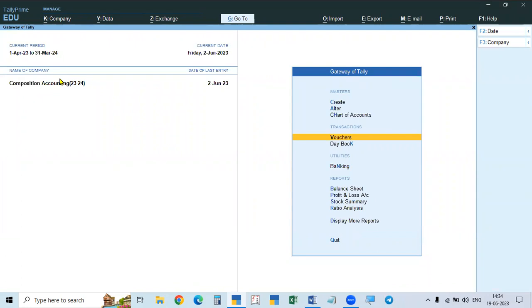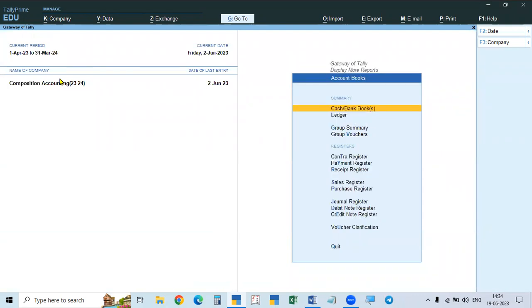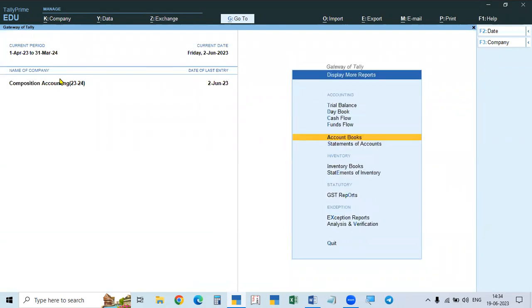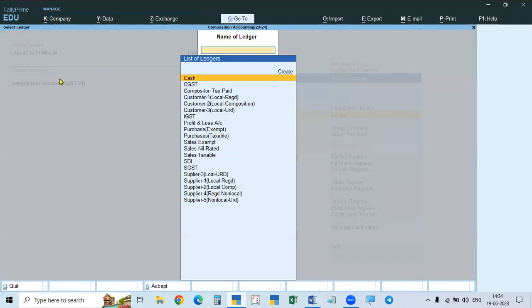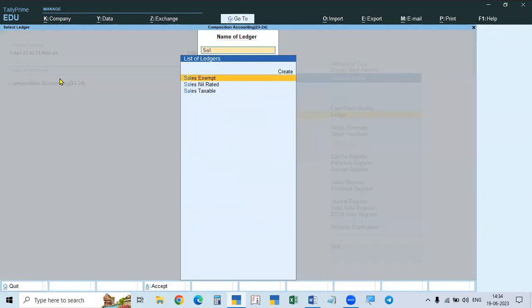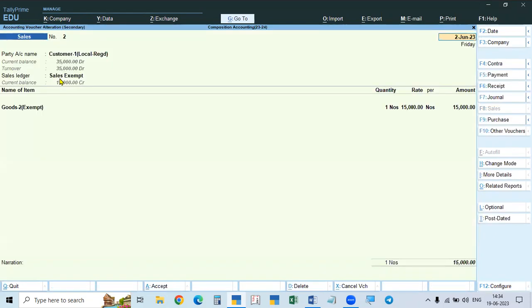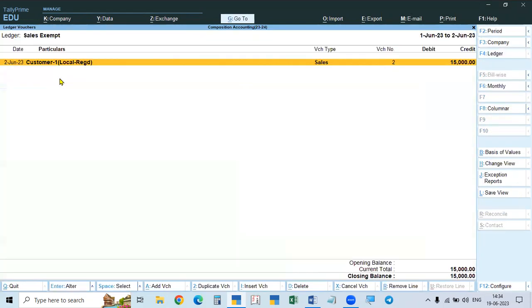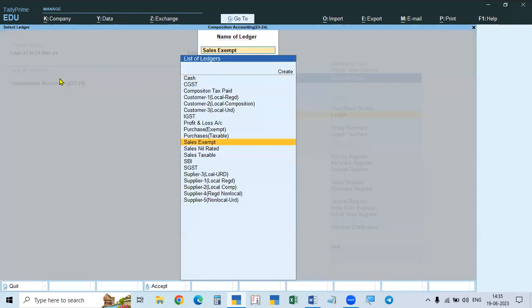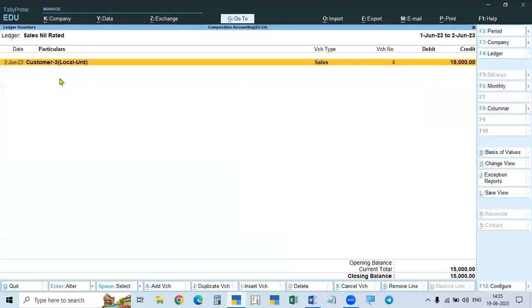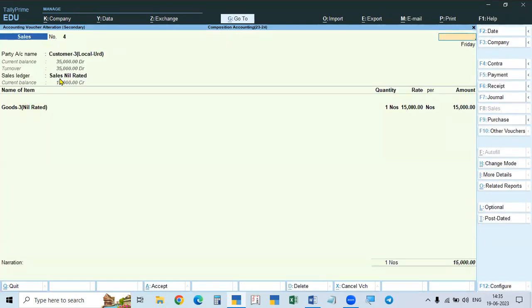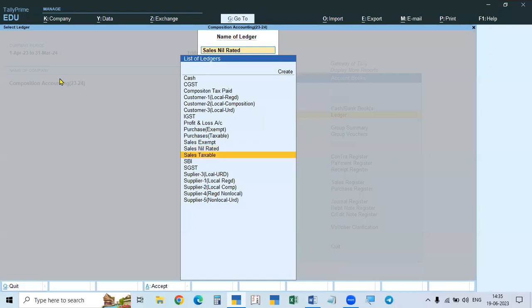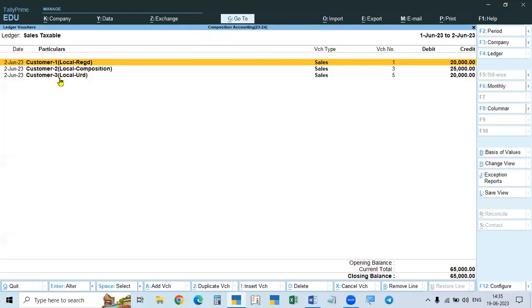So I have made the sales. Now you will see: go to the ledger, display more reports, then display more reports D, then account books, ledger, go to sales. See, sales exempt. There is one item, an exempt item, with no tax at all. Then go to nil rated. There is one item for nil rated also. Go to taxable. For taxable, there are three items.